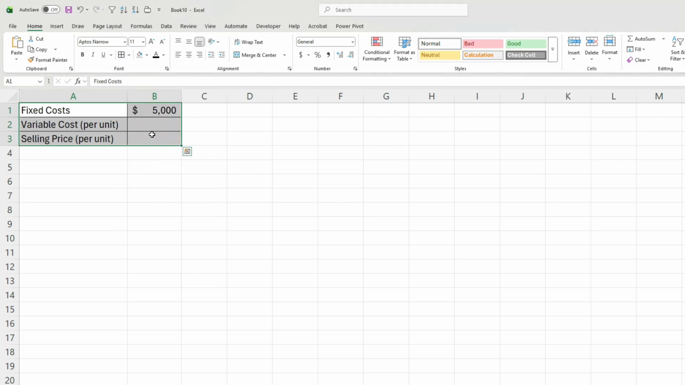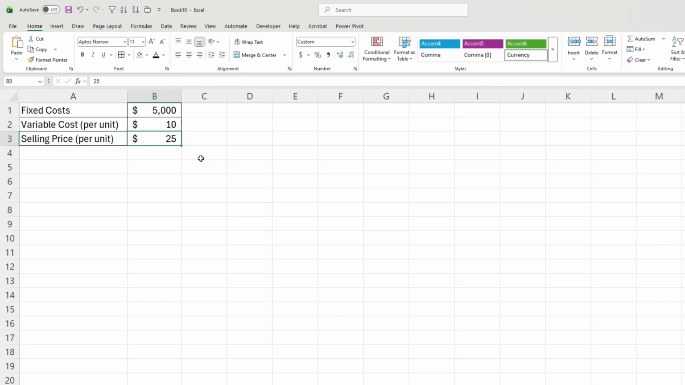And what I'm also going to do is specify the variable cost. So this is the cost per unit. So this cost is going to change based on the number of units we produce. The more we produce, the higher the variable cost. So let's say the variable cost per unit is $10. And now the next item is the selling price per unit. And let's say this one is $25.